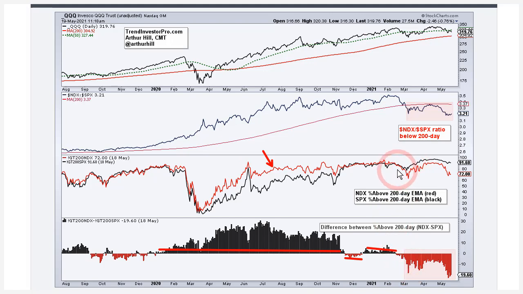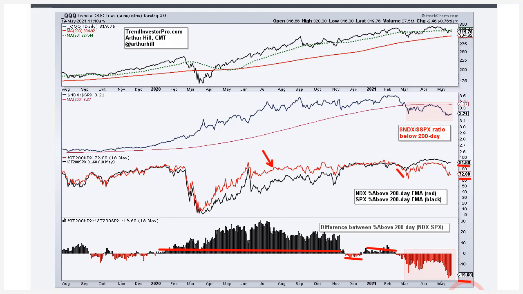There you can see the percentage above the 200-day for the Nasdaq 100 getting below the percentage above the 200-day for the S&P 500 and staying below. So right now, 72% of Nasdaq 100 stocks are above the 200-day, and 91.6% are above the 200-day for the S&P 500. And that differential is the most in years. Now, it could change. It's not going to stay this way forever.